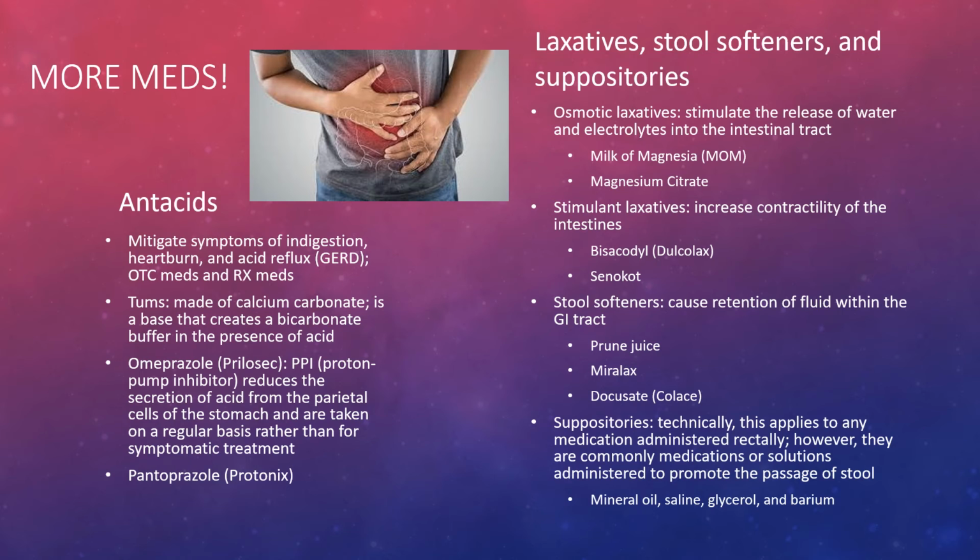Stimulant laxatives, which increase contractility of the intestine, things like Dulcolax or Bisacodyl, Senokot, and then stool softeners. These cause retention of fluid within the GI tract. Things like prune juice, Miralax, and Colace.